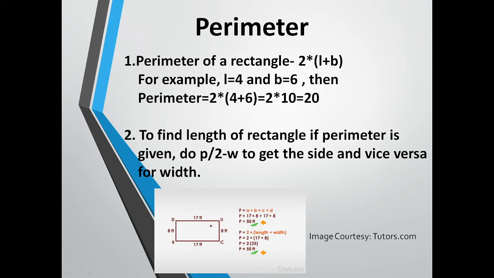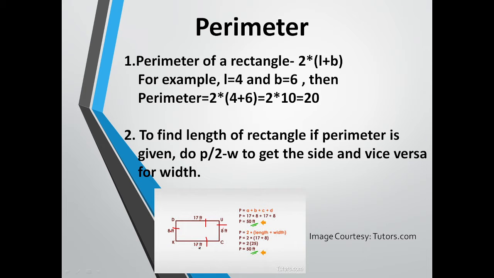So why is this the formula? How did we form this formula? As you can see in the picture, the perimeter of the rectangle would be A plus B plus C plus D. And we also know that opposite sides of a rectangle are equal. This is equal to this, equal to this.